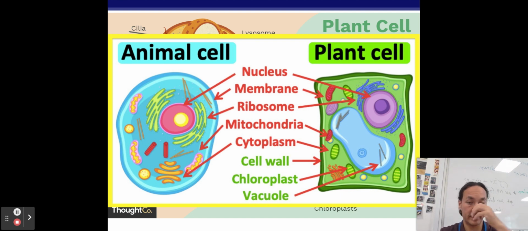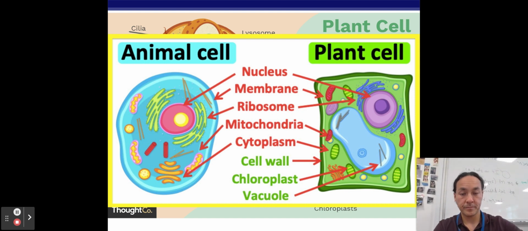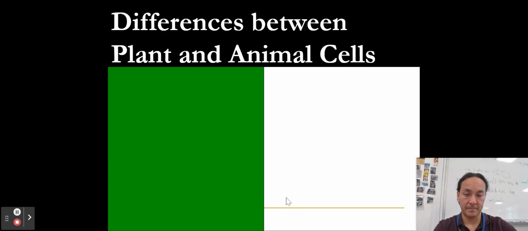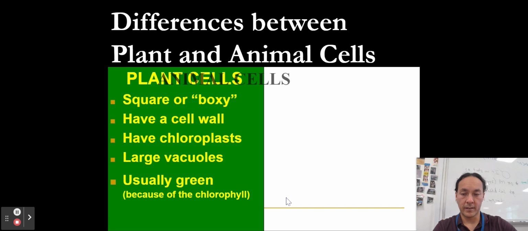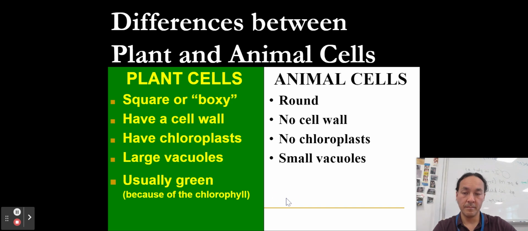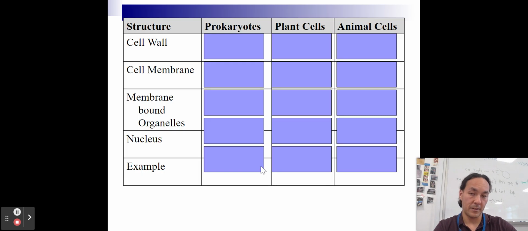Plants also have mitochondria. They have to break down the sugars that they make. They both have cytoplasm as well. So here is a T-chart with it. Plant cells are box shaped. They have a cell wall, chloroplasts, and big vacuoles. They're green because of the chlorophyll. Animal cells are round, with no cell wall, no chloroplast, and small vacuoles.